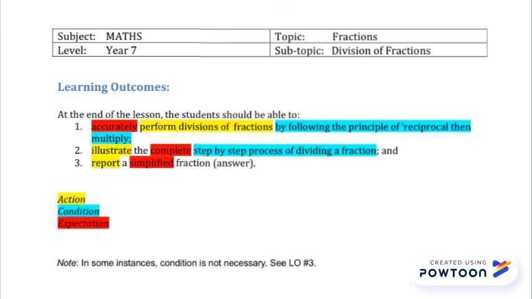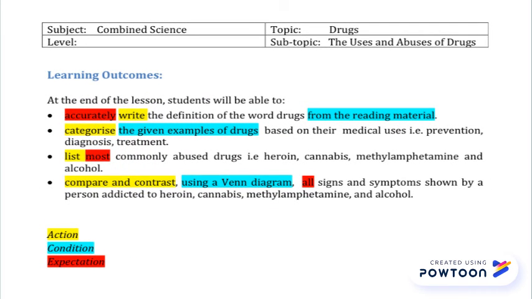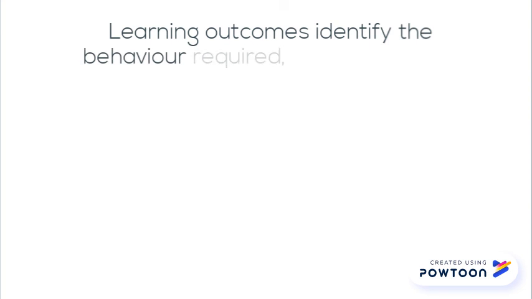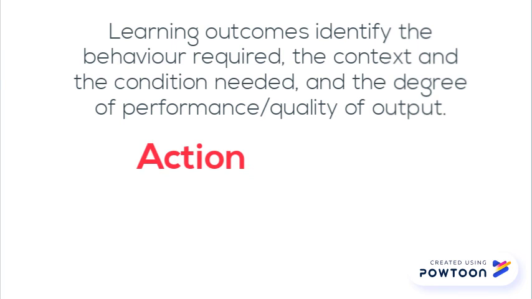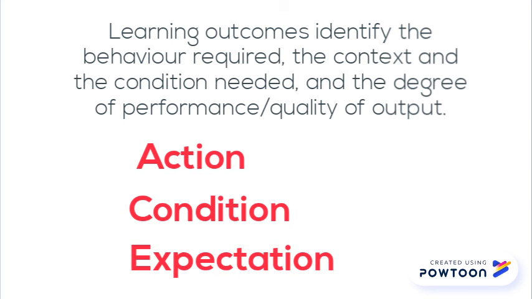See this example? Notice how the condition and expectation clarify the action required for each learning outcome. Notice also how the learning outcomes are written following the taxonomy of learning from lowest level to highest level. So the next time you write learning outcomes, think of the action you expect your students to perform, the condition needed to execute the action, and the expectation and the quality of performance.